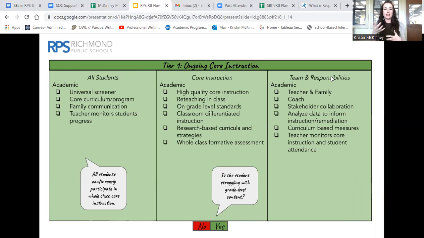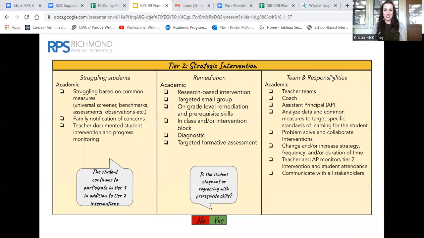So if a teacher is noticing that this isn't quite enough, what we would do is move on to tier 2. This is a very strategic intervention that's also managed by the classroom teacher, but in addition, the assistant principal, also known as the SBIT or school-based intervention team chair, would be monitoring and revisiting and having conversations to make sure that modifications and accommodations don't need to be made to the tier 2 intervention that the classroom teacher is providing, or that we don't need to go a step further and perhaps move on to referring a student to what's called tier 3, which we'll talk about in just a minute. But again, tier 2 is happening in addition to tier 1 core instruction.